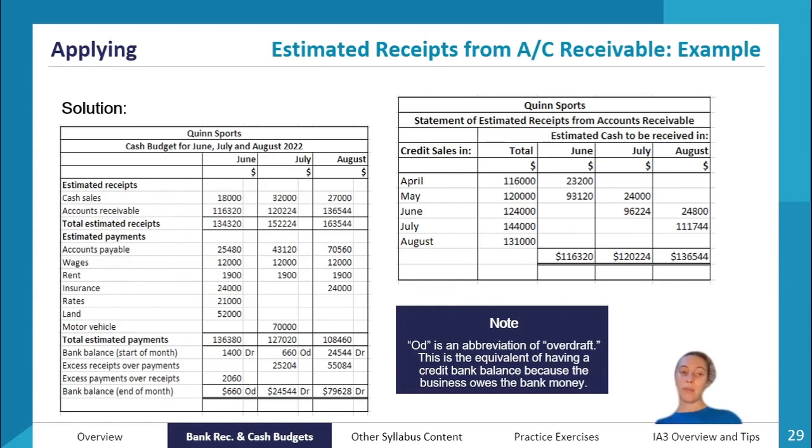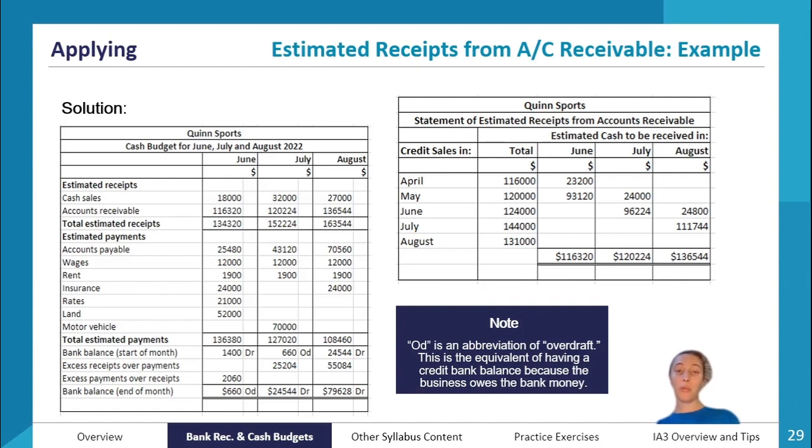And then we have our estimated payments. So all of the other payments that we looked at, we list here by account. And that same process then as earlier, you've got the bank balance from the start of the month, you've got your calculation that you figure out whether there's an excess of receipts over payments or payments over receipts. You put the figure into the corresponding row, and then you've got your end of month bank balance.